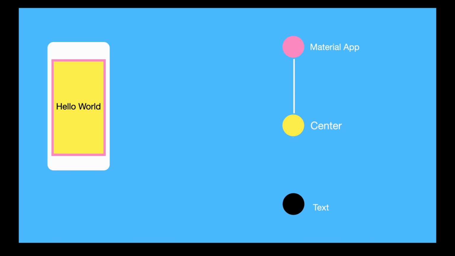But what if we want to center our text? Well, in the world of Flutter, widgets are your best friends, and we have 1 to center elements. If we place our text widget inside a center widget, it'll automatically be positioned in the center of the screen.